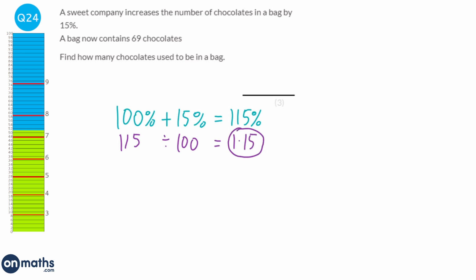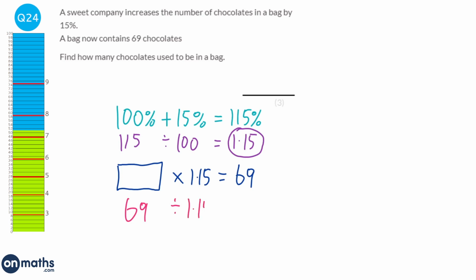Now they used that multiplier on the original amount, and they times it by 1.15, and they got the answer of 69. But if we're working the other way, we get that 69 and we divide it by the multiplier. So if we want to work out what the original number was, we divide it by the multiplier, and that gives us 60.